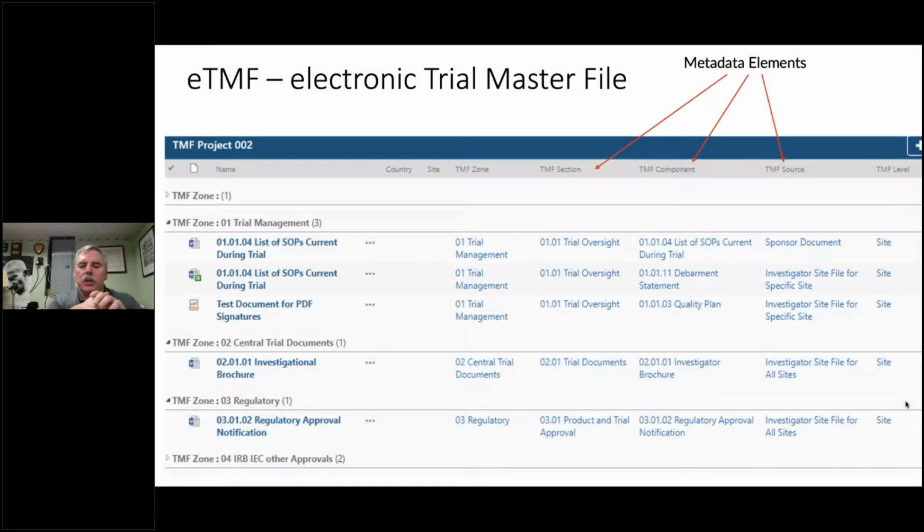Now, part of the issue is you're going to be working with a bigger group. Somebody may be working on certain types of documents within that trial, and somebody else is working on something else. Next slide, please.